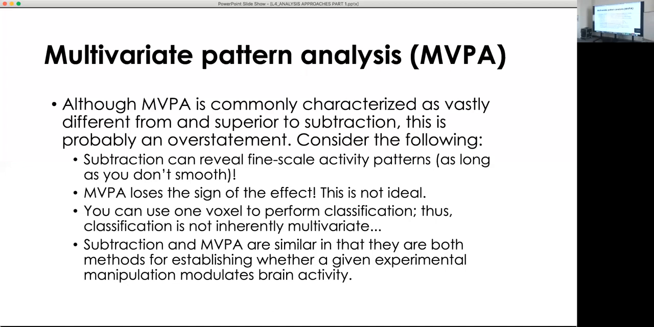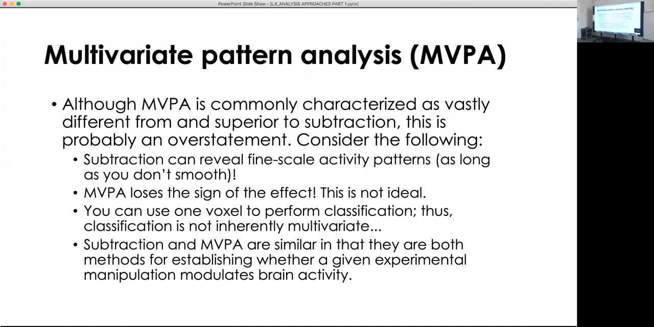Yep. A comment: I think you're trying to compare MVPA and subtraction here. To me, it seems I would compare multivariate analysis with univariate analysis, and subtraction and classification. So yes, subtraction can reveal fine scale activation. If you look at the individual voxels in the FFA, for example, you can see the fine scale differences using classification or using subtraction.